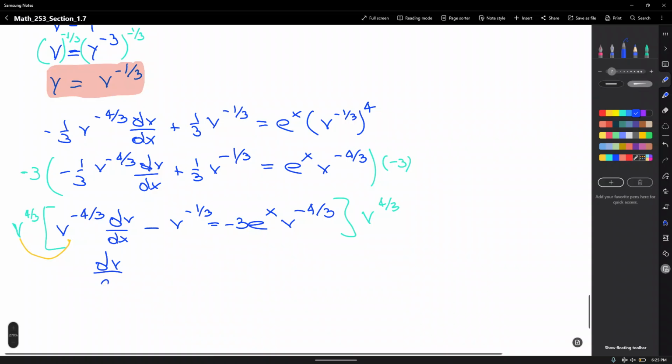oh, check the magic here. 4 thirds minus 1 third, how many thirds? 3 thirds, which is 1. Wasn't that the magic? Equals negative 3 e to the x. Negative 4 thirds plus 4 thirds, that's simply, they go away.